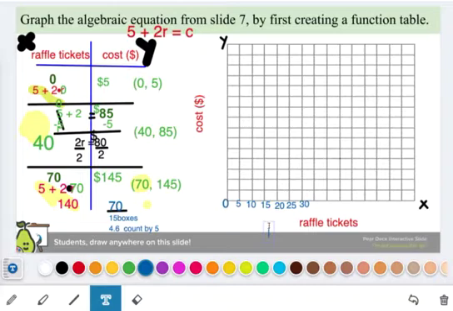Then 35. 40. 40 is this line right here. 50. We need to go to 70. 45. Oh my gosh, 45.